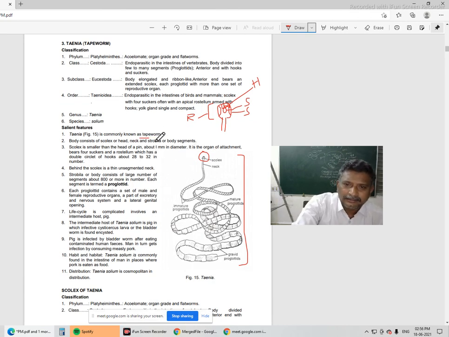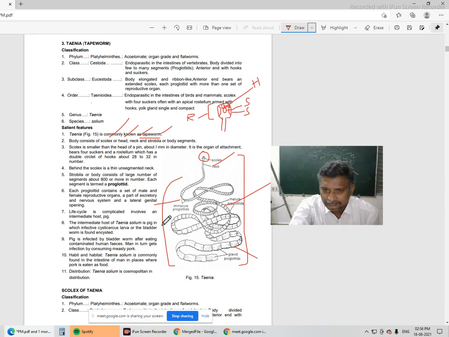Yes, it is commonly called a tapeworm. Body consists of scolex, head, neck, strobila. Neck is there. From here to here is the body. In the body there are immature proglottids, mature proglottids, gravid proglottids. The entire one is ribbon-like in nature. So here the scolex is smaller than the head of a pin, about 1 millimeter in diameter.